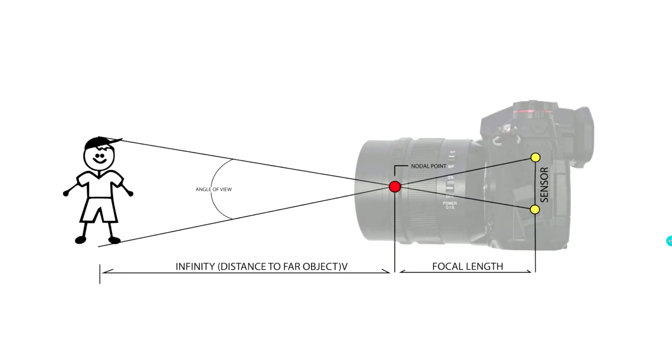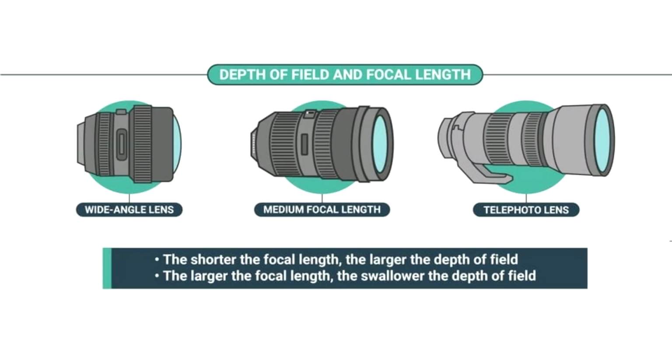Let's start this part with focal length. Focal length is the distance from the lens to the image sensor or film plane when the subject is in focus. It's usually measured in millimeters. The focal length determines the lens field of view and how it affects the composition of your shot. So, we will cover wide-angle lenses, medium focal lenses, and telephoto lenses.